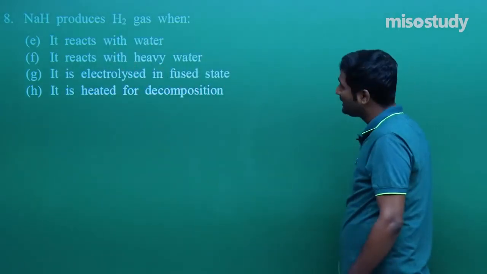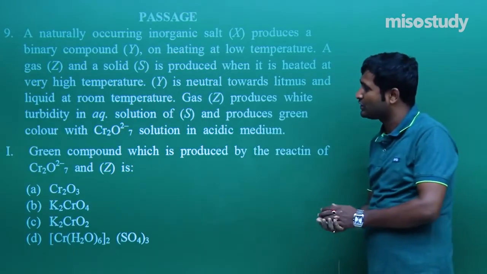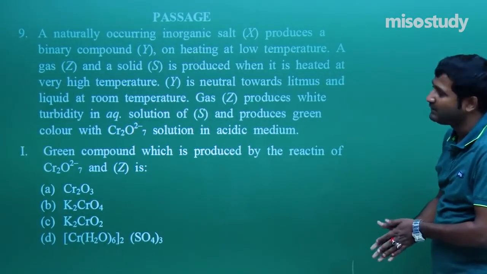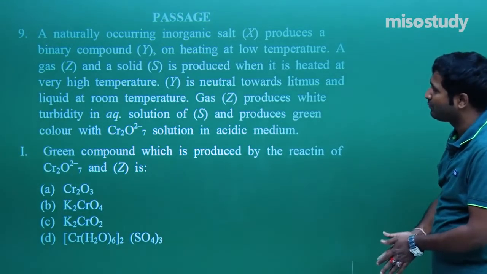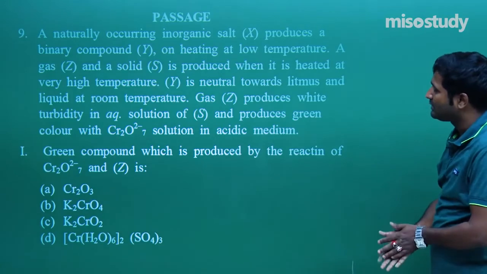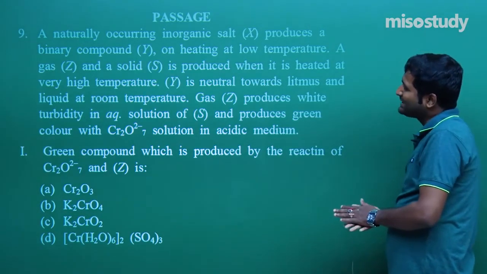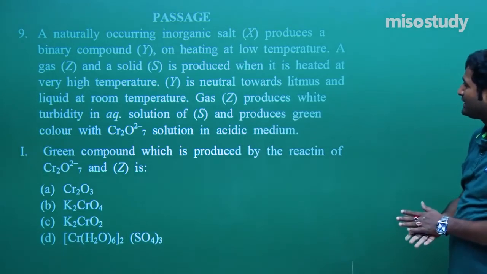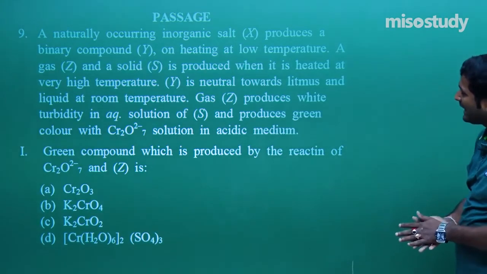Now let's move to the next question. Now this is a passage type question. Read the question carefully. What will happen? A naturally occurring inorganic salt produces a binary compound on heating at low temperature. A gas, Z, and a solid is produced when it is heated at very high temperature.